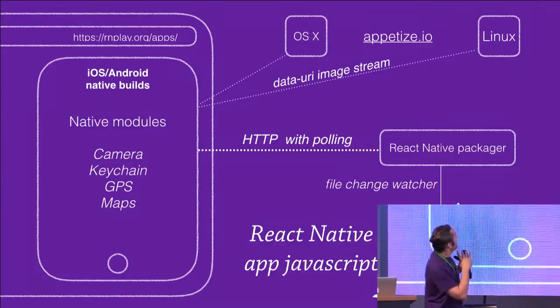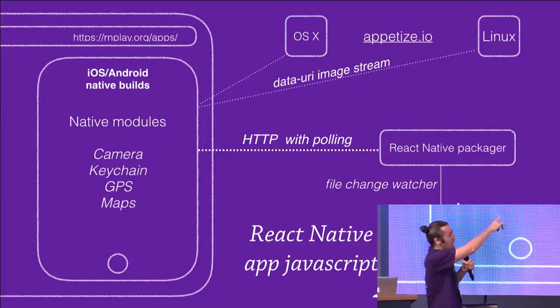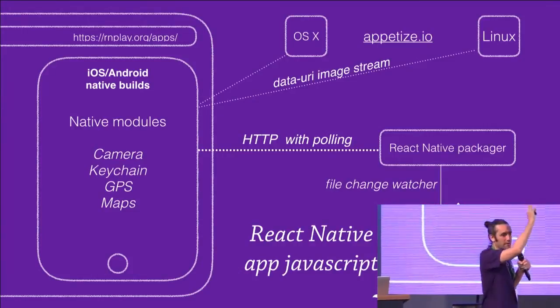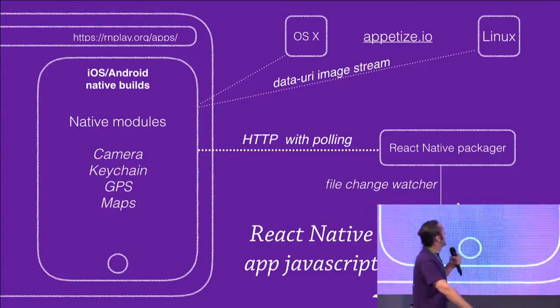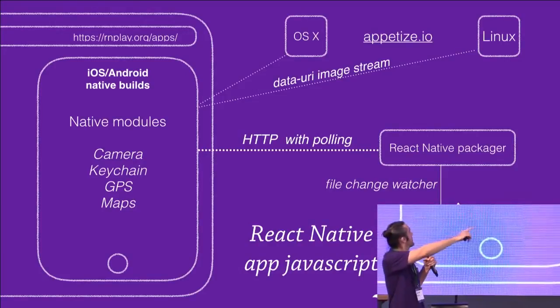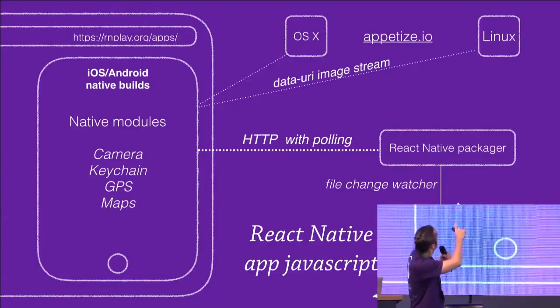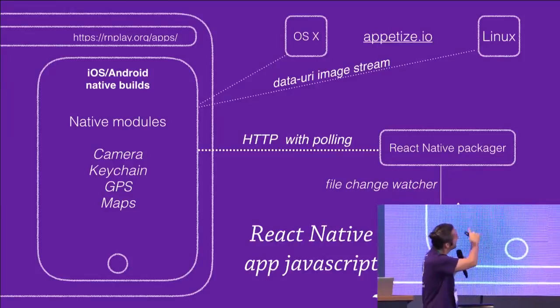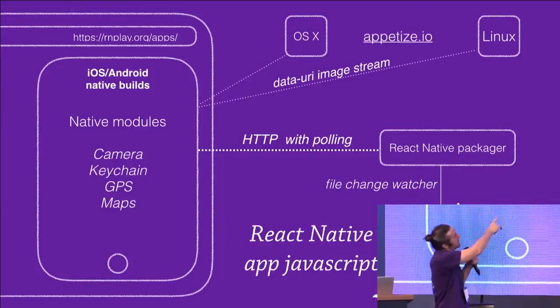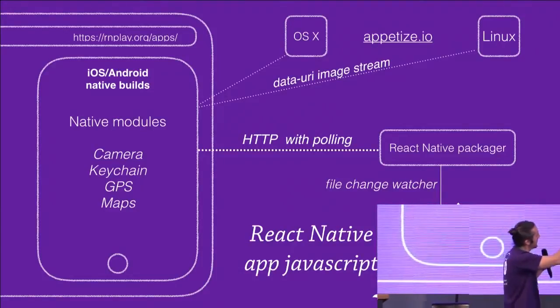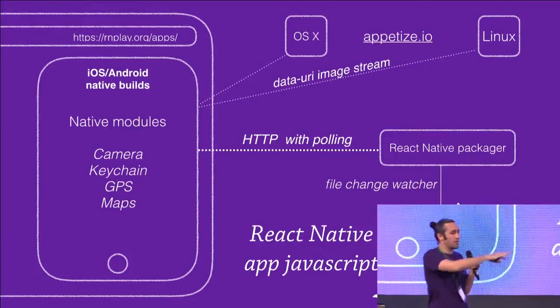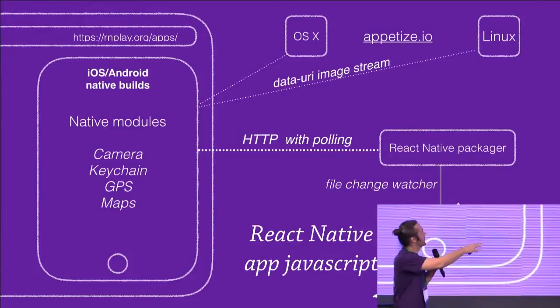And we host them on Apple-sized servers, which are actually Macs and Linux boxes running out there in the cloud. And they send a JPEG image stream to the browser, and then on their servers, we pass in a URL to the JavaScript React Native packager that's running on our servers. So let me explain a little bit what that means.